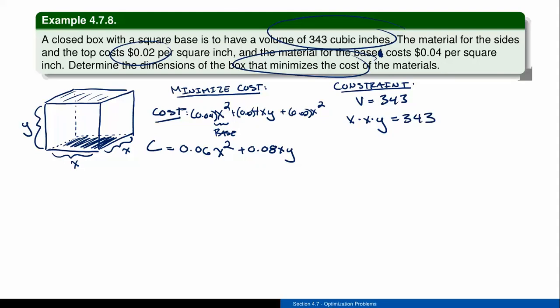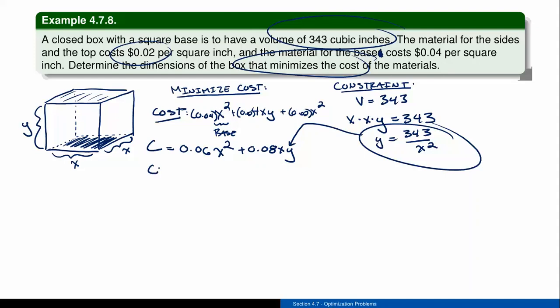What I can do next is solve this for y, which is to say y is going to be 343 all over x squared. So now I have an expression for what y is going to equal. I'm going to take that and stuff it back into that y expression. What's going to happen is I'm going to get a nice little function that just has x's, and then I can do all the calculus that I ever want to on that.